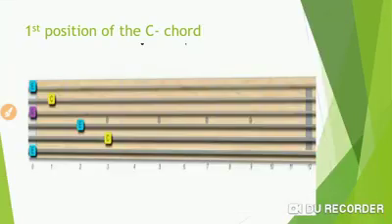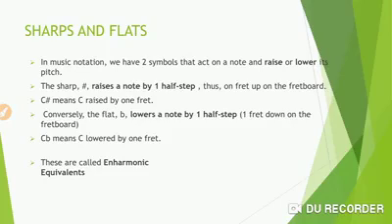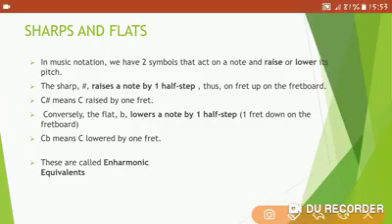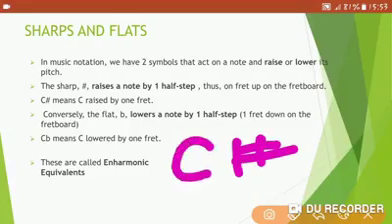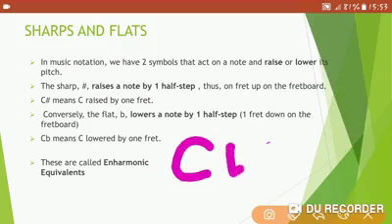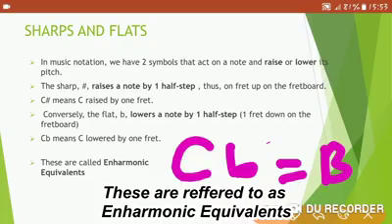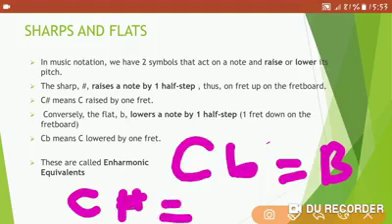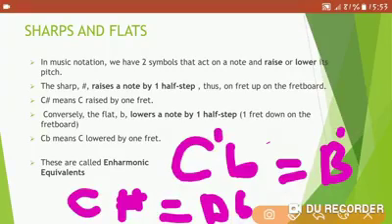Okay, and then one thing I feel I should have touched on is the issue of the sharps and flats. So in music notation, we have 2 symbols. When you see this symbol and then there's a note or letter attached to it, this simply means a C sharp. And then when you see this with a small letter b attached to it, this means a C flat. And then we can have 2 names for the same chord. So a C flat is equal to B chord. The same as C sharp is equal to D flat.